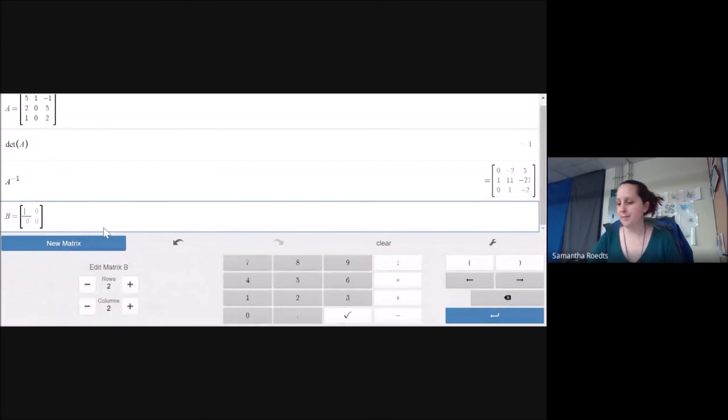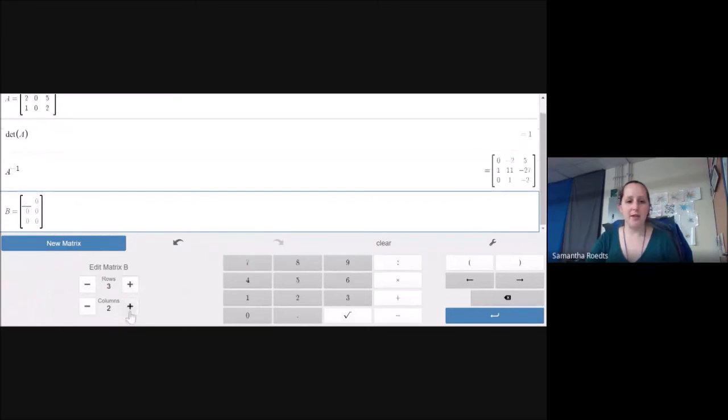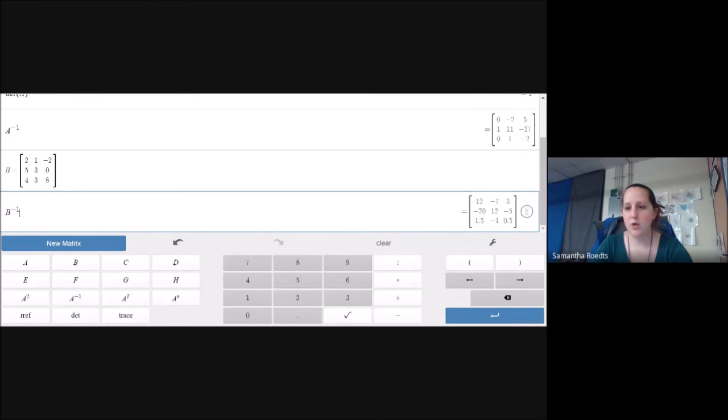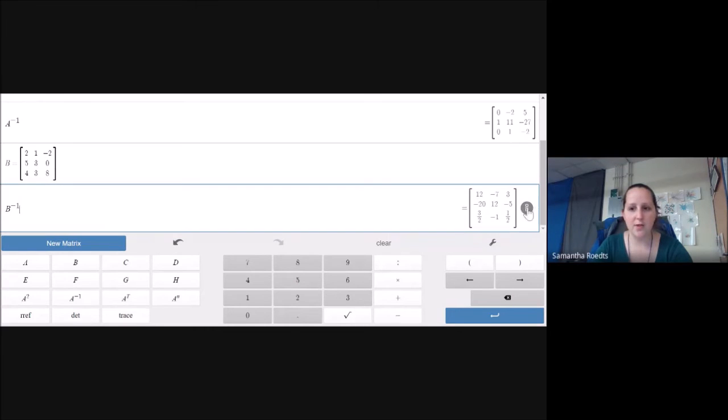I'm going to create a new matrix that is a 3 by 3, and I'm going to enter in what my matrix was, which was 2, 1, -2, 5, 3, 0, 4, 3, 8. Here I'm going to find my inverse, which is 12, -7, 3, -20, 12, -5, 1.5, -1, 0.5. You can also change it to fractions with this handy little button. Okay. So from here, I'm going to take the encoded message and multiply it by my inverse.